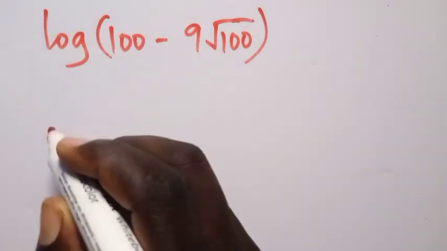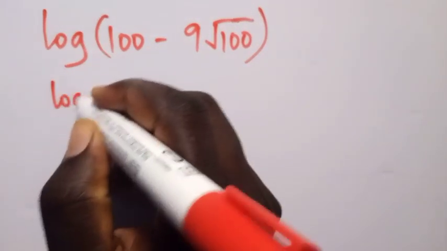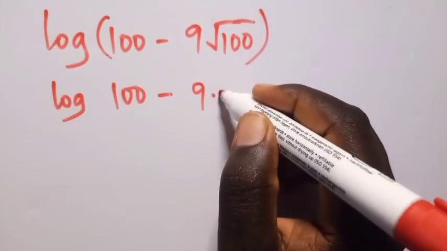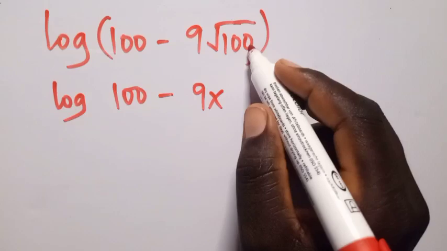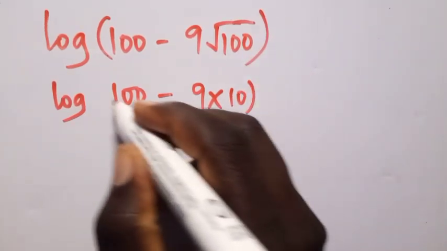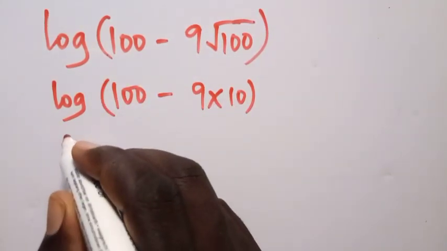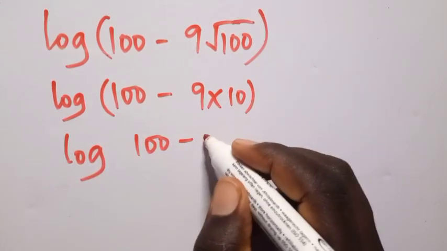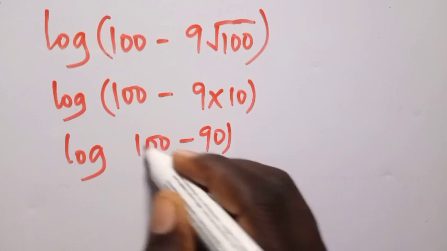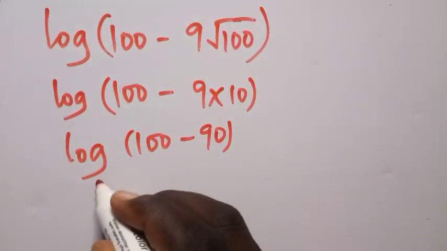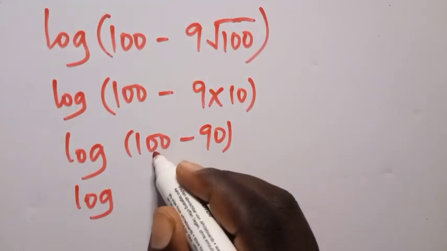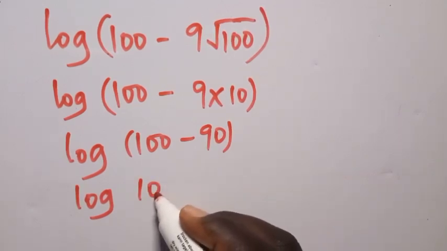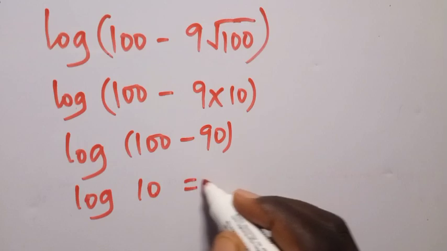Now from there we shall have the logarithm of 100 minus 9 times the square root of 100, which is 10. Therefore, we have the logarithm of 100 minus 9 times 10, which is 90. In this case, we shall have the logarithm of 100 minus 90, which is 10. What is the logarithm of 10? The logarithm of 10 is 1.